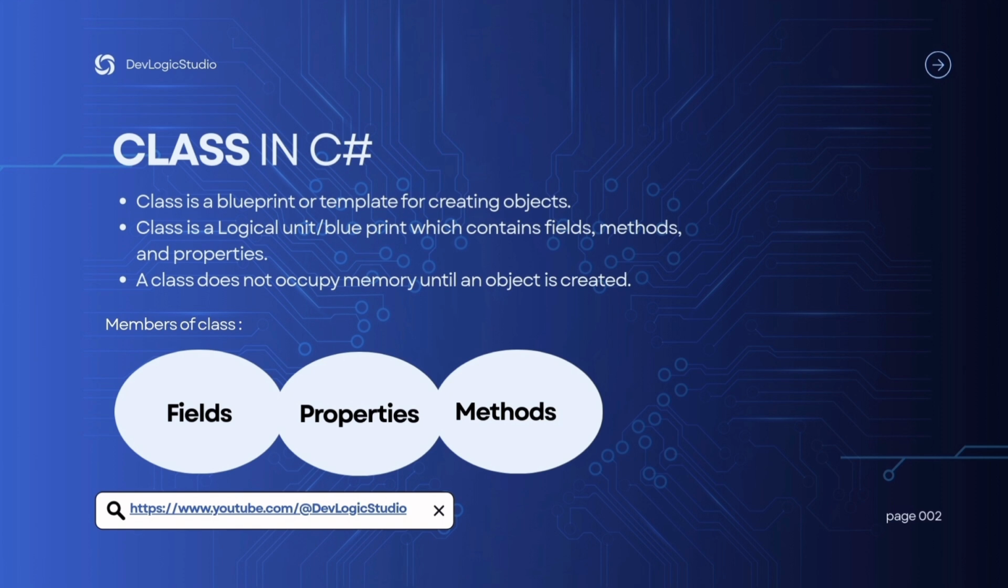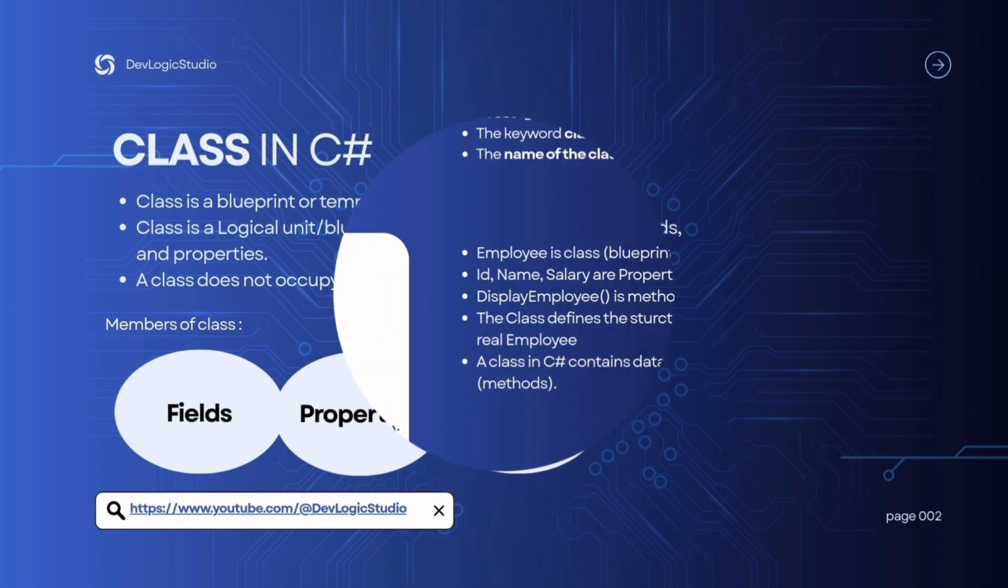First, let's understand what a class is. A class is basically a blueprint or template used to create objects. In simple words, a class defines the structure of an object. It tells what properties and behavior an object will have. A class can contain three main things: fields, properties, and methods. Fields store data, properties provide controlled access to data, and methods define the action or behavior. Another important thing to remember is that a class itself does not occupy memory. Memory is only allocated when we create an object from that class.